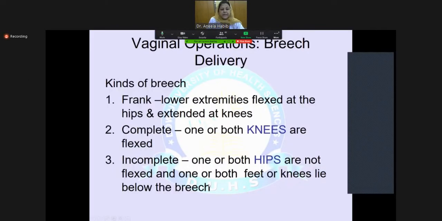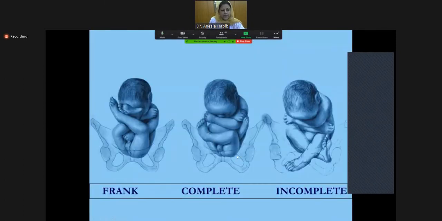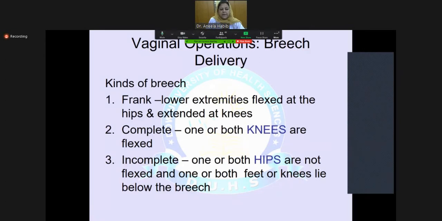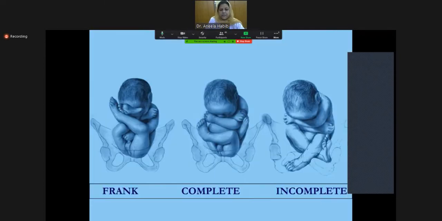The other is complete, where one or both knees are flexed. Hip flexed, knee flexed, hip flexed, knee flexed. That is a complete breech. And incomplete, where one or both hips are not flexed, and one or both feet or knees lie below the breech. Look at this. Sometimes this is flexed and this is extended, and this knee is flexed and this hip is flexed, and this foot is coming out of the introitus. That is a footling or incomplete breech. This is extended: frank breech, complete breech, and incomplete.